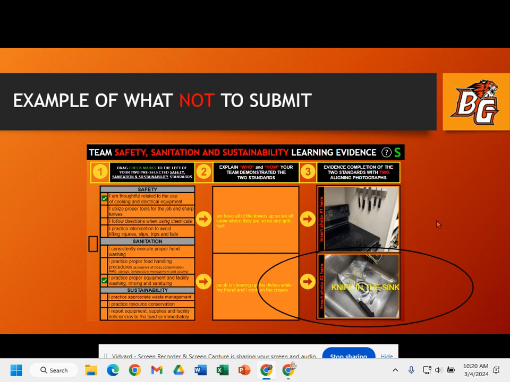And you want to be able to demonstrate that you're in alignment with the standards. So in this case, I am thoughtful related to the use of cooking and electrical equipment. This actually counterpoints that, so I would deduct points for that. So you want to be thoughtfully demonstrating it. In this case, proper knife storage would be the good way to demonstrate that.